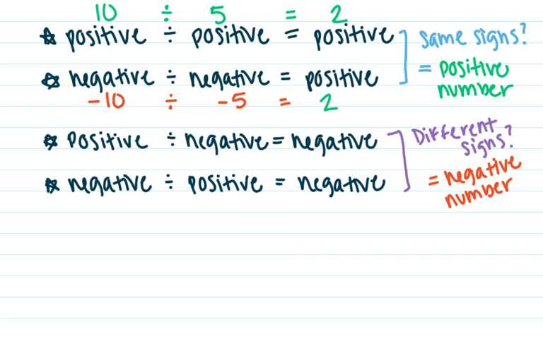Now, what happens if I have different signs? Say that I have a positive number, like a positive 15, and I divide it by a negative number, like -3. Well, now that I have different signs, my answer is actually going to be negative. It's going to be -5. Same thing if my negative is first. If I have a negative 15 and I'm dividing by a positive 3, same thing is going to happen. My answer is going to be -5. If my signs are different, I'm going to have a negative number for an answer.